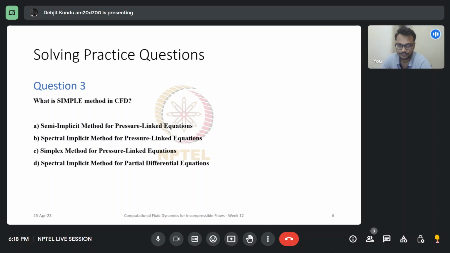So there are four options. Option A says semi-implicit method for pressure-linked equations. Option B, spectral implicit method for pressure-linked equations. Option C, simplex method for pressure-linked equations. Or option D, spectral implicit method for partial differential equations. So the SIMPLE algorithm, due to Professor S.V. Patankar, is a commonly used method in CFD, even in industrial setting or a modern research setting.